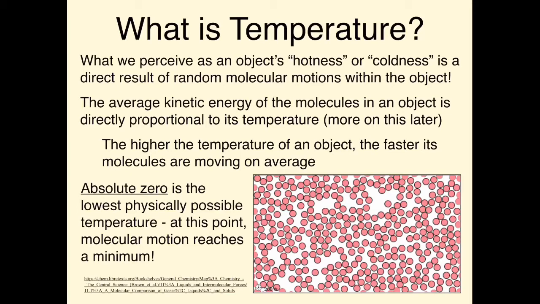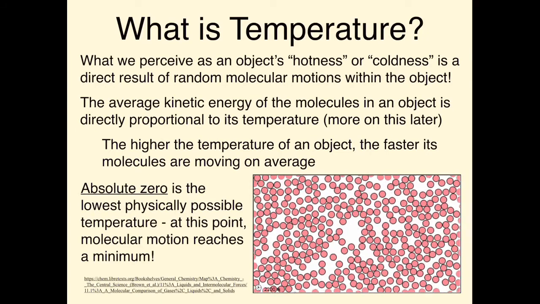So a result that we're going to derive later on in the next lecture is that the average kinetic energy of the molecules that make up an object is directly proportional to its temperature. We're actually going to derive that in the next lecture. So what you should have in your mind conceptually is, the faster the atoms and the molecules are moving on average, the higher the temperature is. And then the slower they're moving, the lower the temperature is.